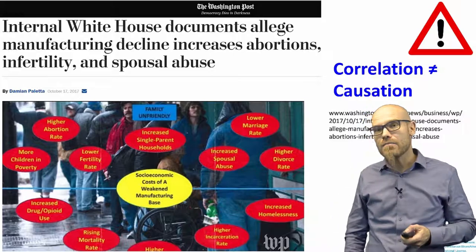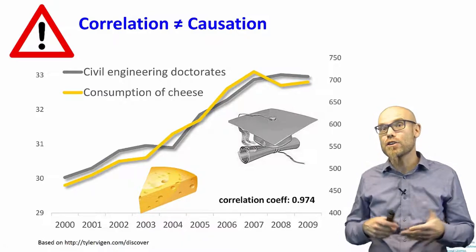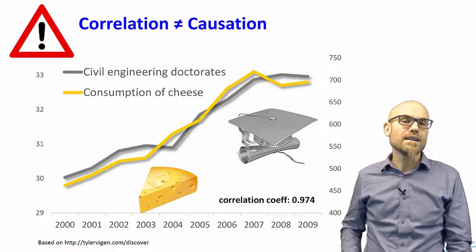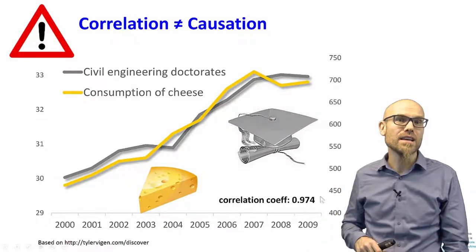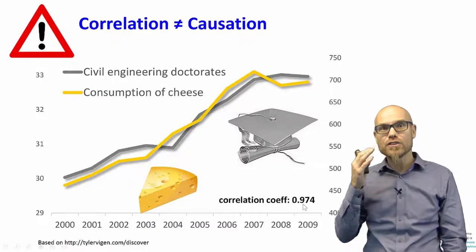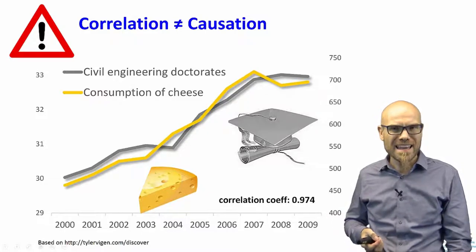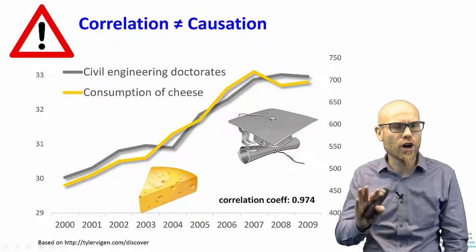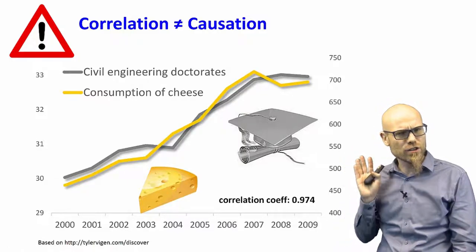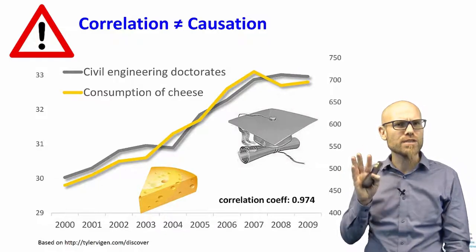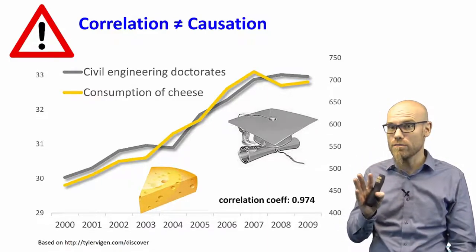So basically, correlation and causation: you can find a lot of correlations among a lot of things. For example, the correlation I found here is a very strong correlation of 97 out of 100, and it shows that the number of civil engineering doctorates correlates almost perfectly with the consumption of cheese. And that's also fine as long as you want to make predictions. As long as this holds, as long as this stays the same, if you want to predict the number of civil engineering doctorates, you can use the consumption of cheese.